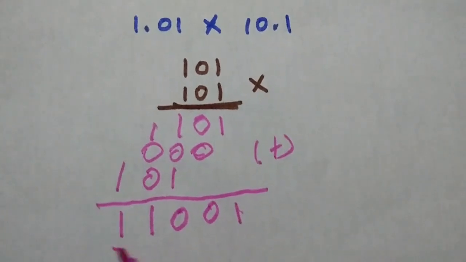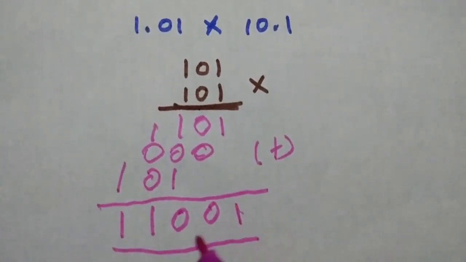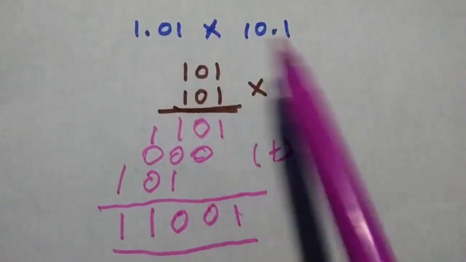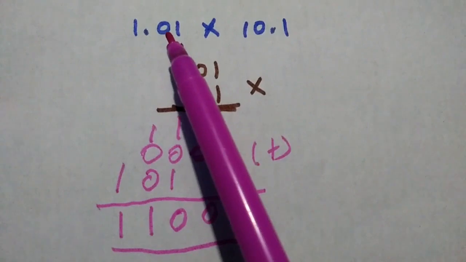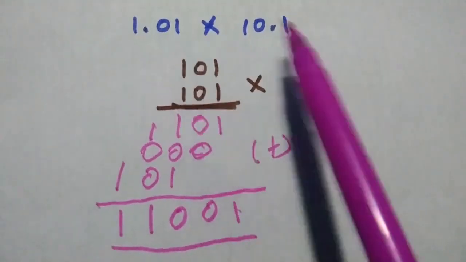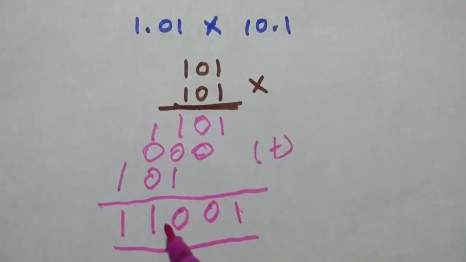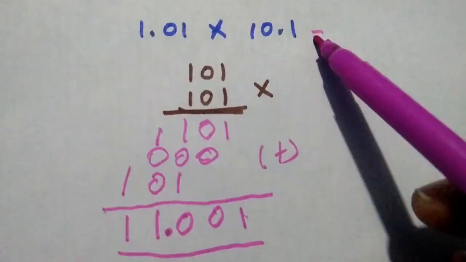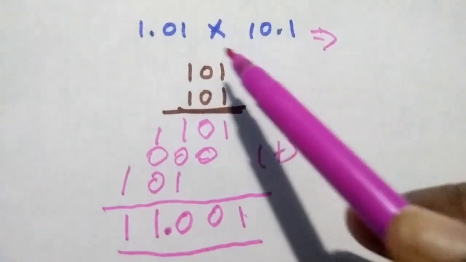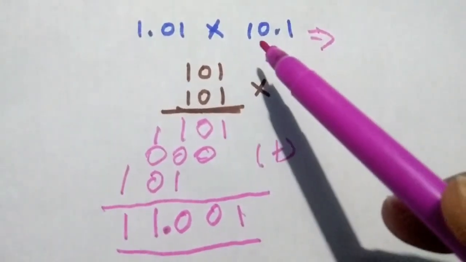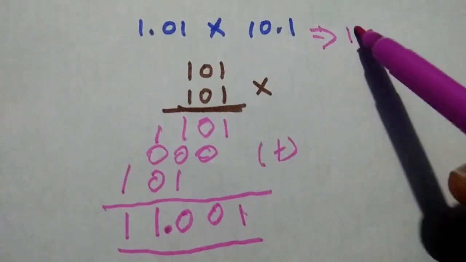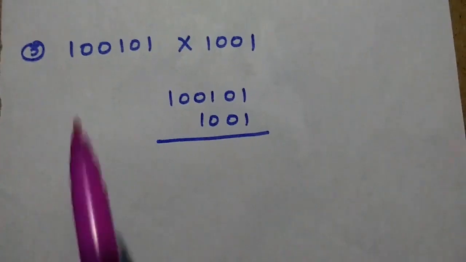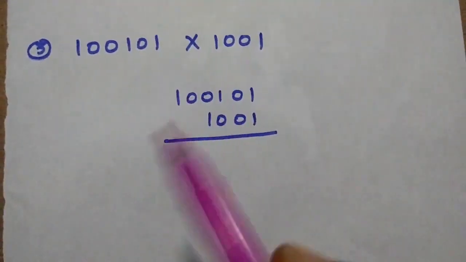is 11001. After getting this value, we have to place the decimal point, which depends on the sum of the fractional parts of the two numbers. Here the fractional parts are 1 and 2, so here it is 3. So we have to place a decimal point after 3 bits. The final answer for the product of 1.01 and 10.1 is equal to 11.001.